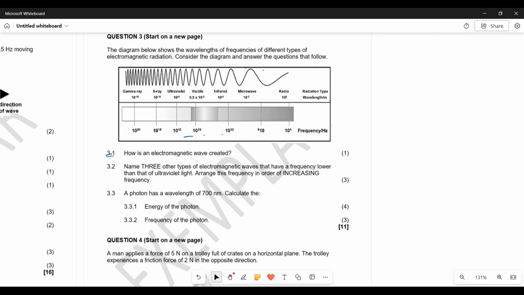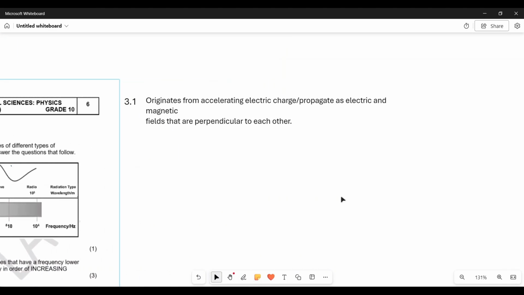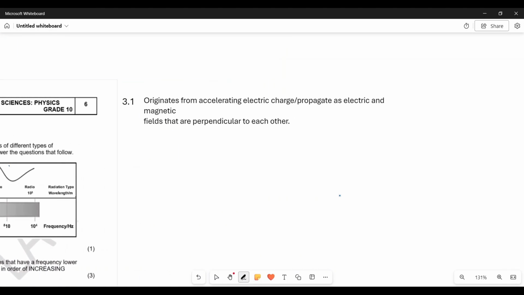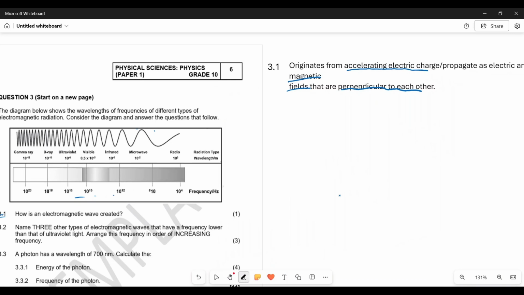Basically, your electromagnetic wave originates from accelerating electric charge and magnetic fields that are perpendicular to each other. So when you accelerate your electric charge as well as your magnetic field, and these two are perpendicular to one another, an electromagnetic wave is created. This is where the name comes from, electromagnetic, because here you're accelerating electric charge as well as your magnetic field. Hence this wave is called your electromagnetic wave. And remember, these two are perpendicular to one another, or rather they're accelerated perpendicular to one another.